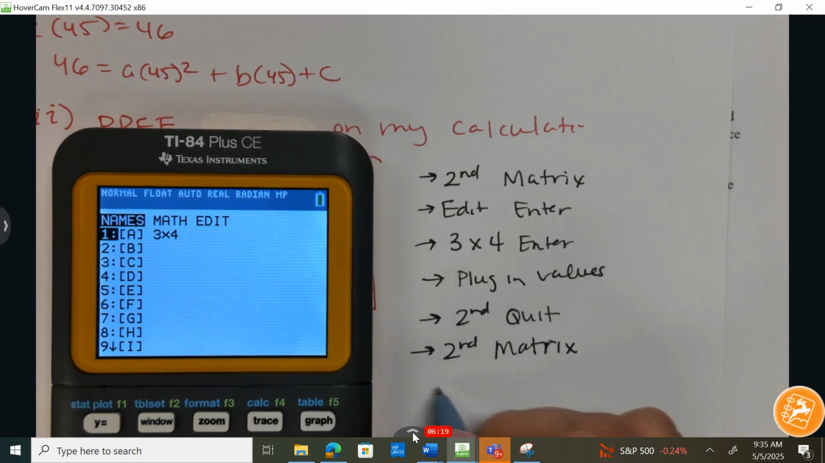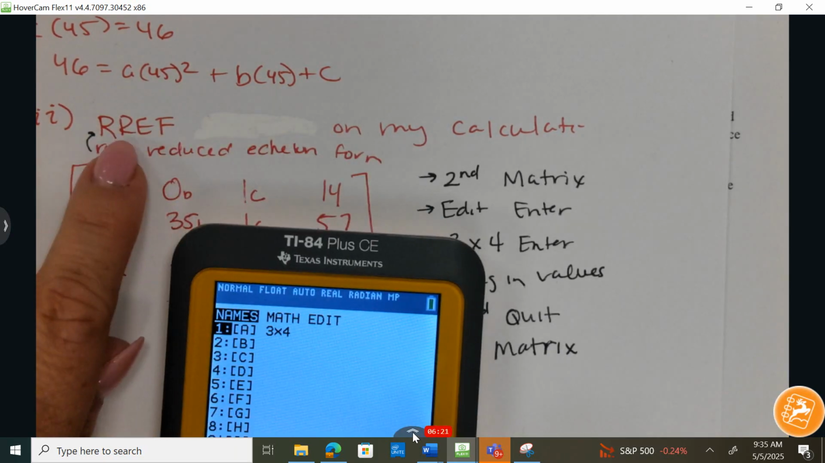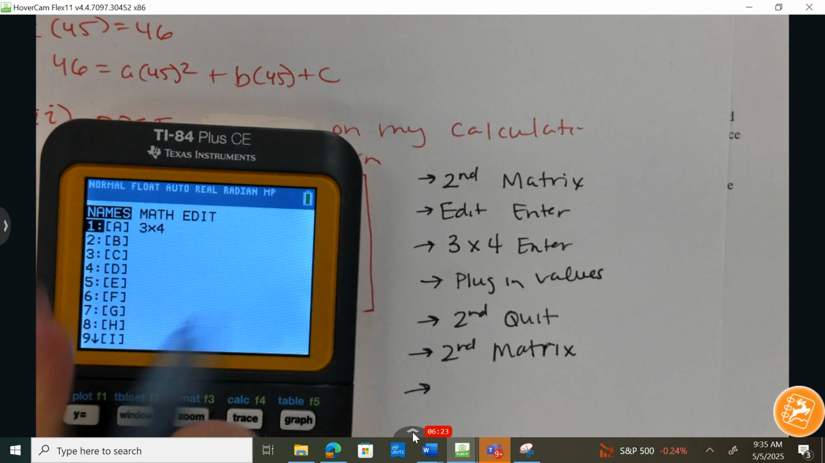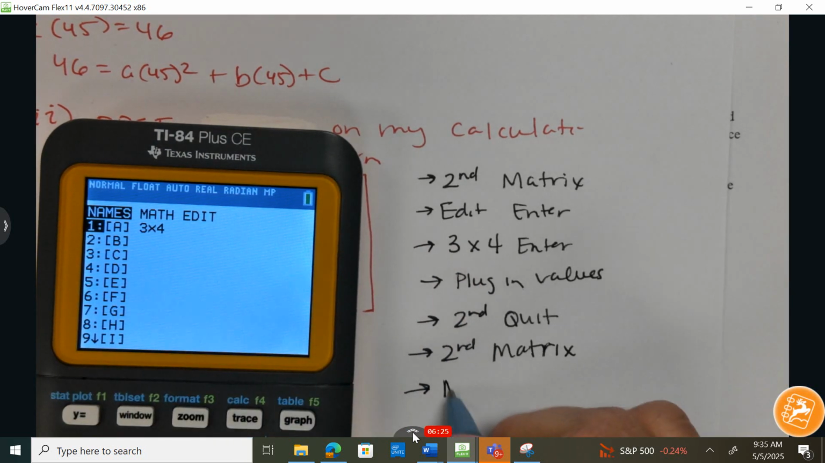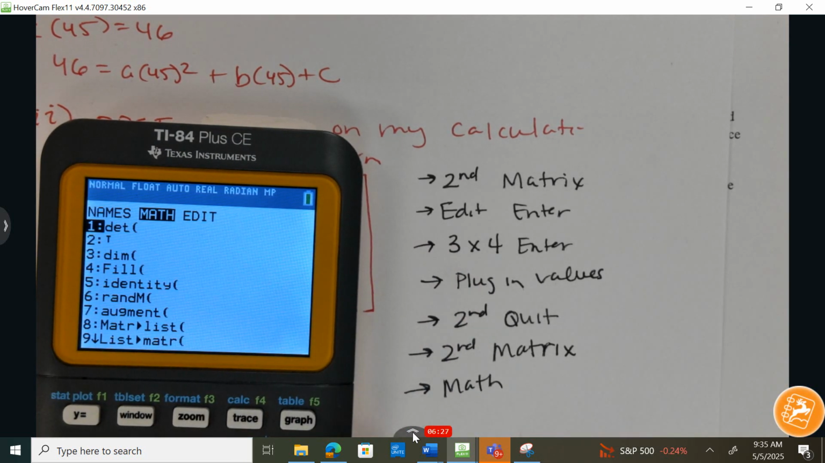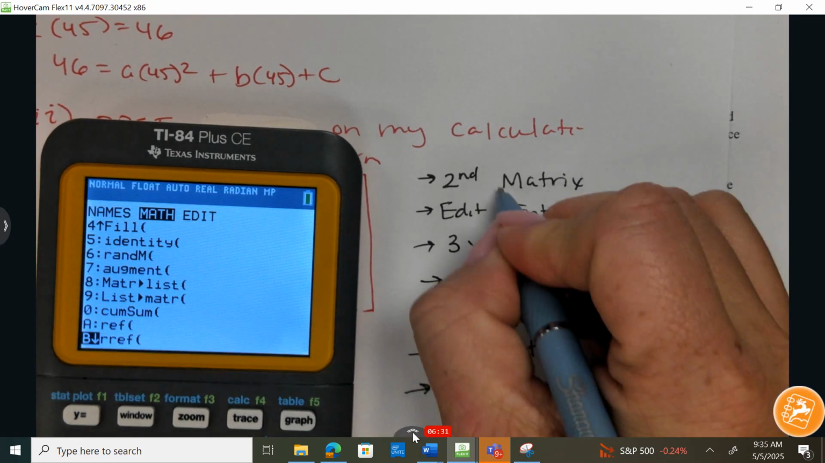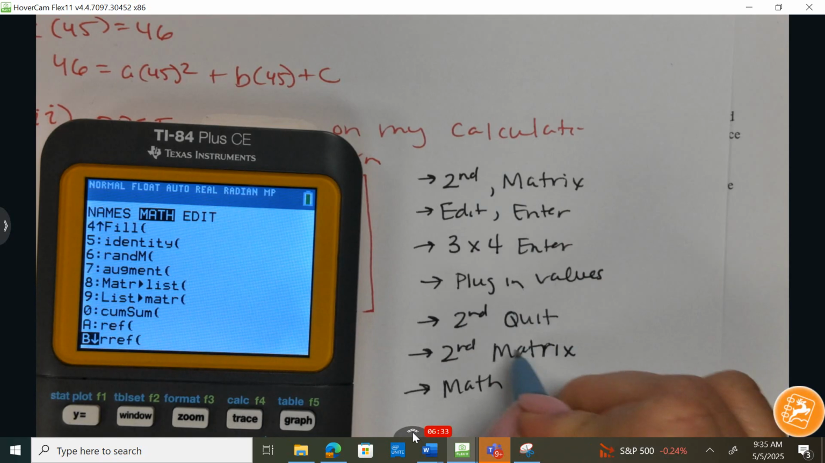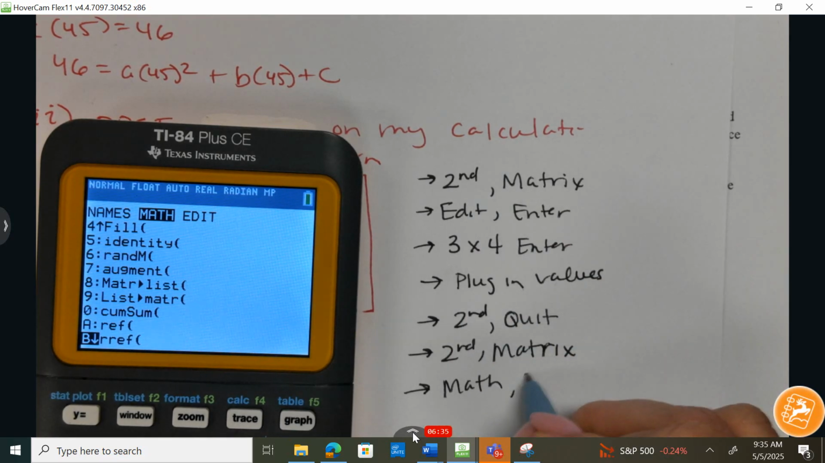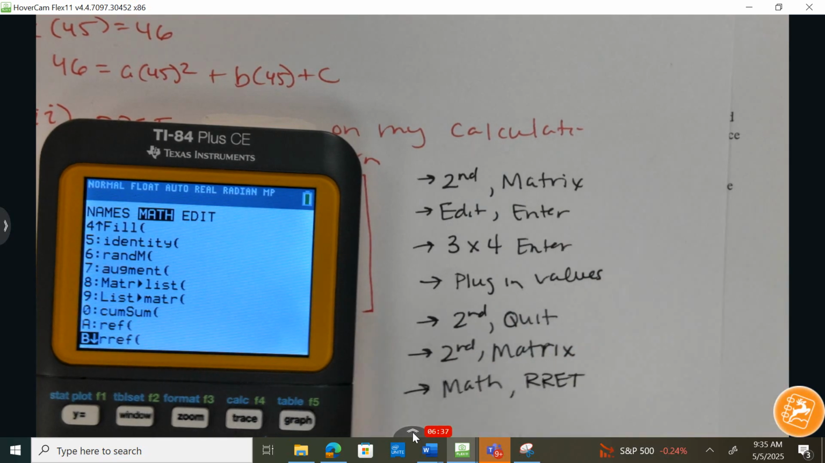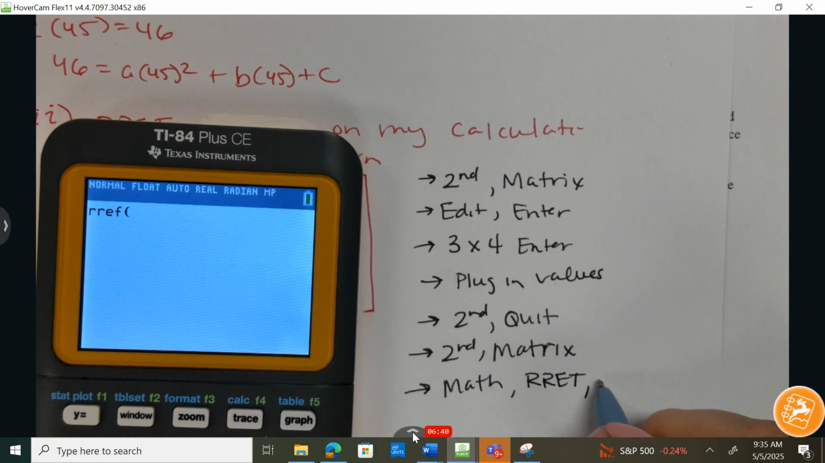Now we need to get to the RREF. This is going to be our tool to solve for us. To get to it, we're going to go to Math, and we're going to go all the way down to RREF. So RREF, and press enter.